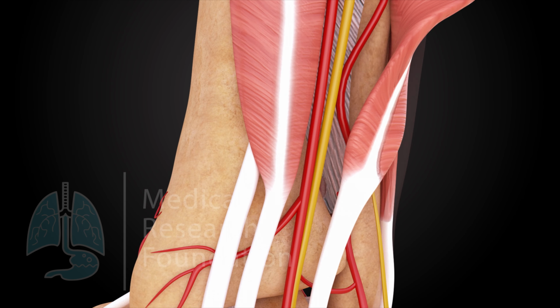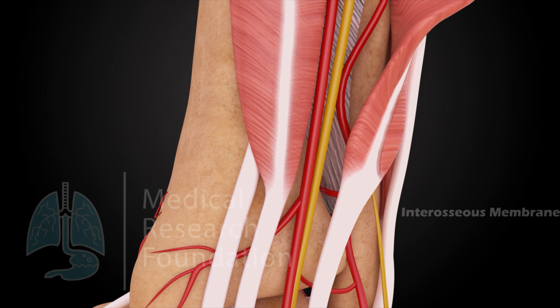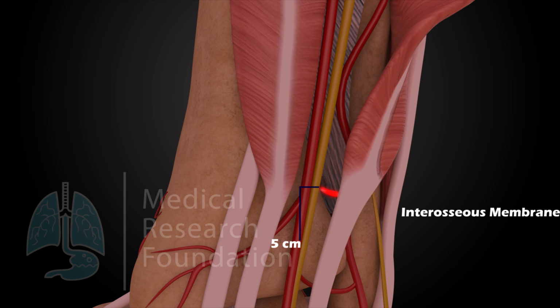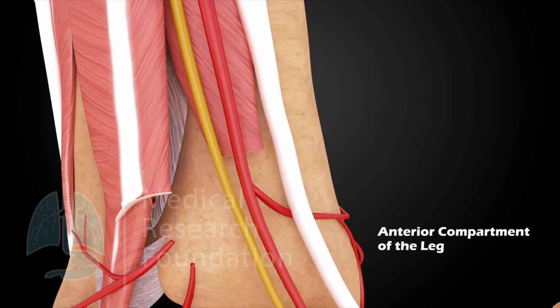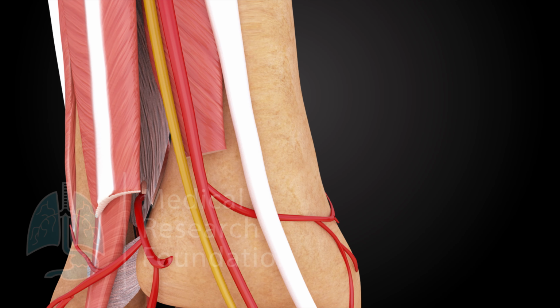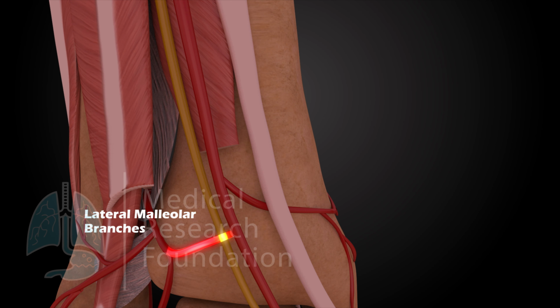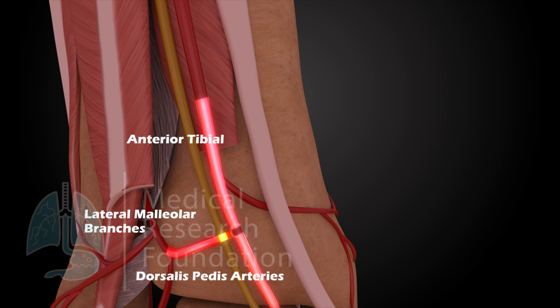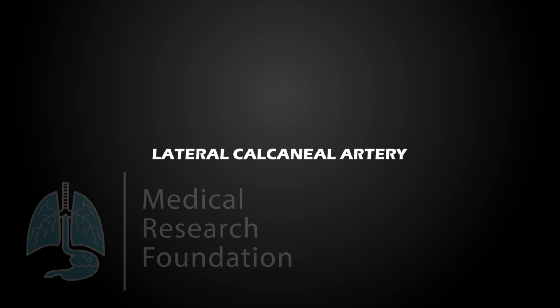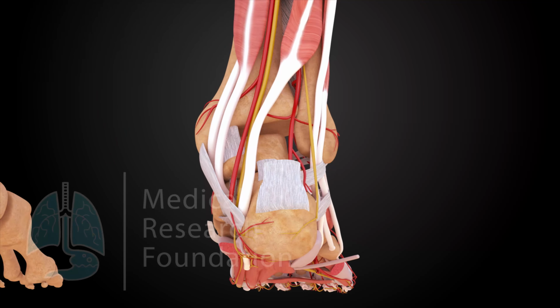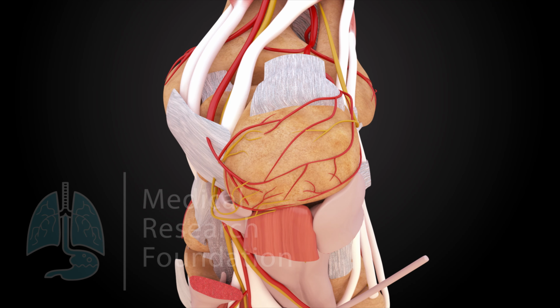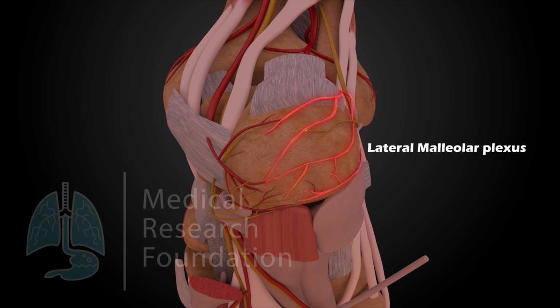Perforating branch. It is large and pierces the interosseous membrane about 5 centimeters above the ankle, appears in the anterior compartment of the leg, and terminates by anastomosing with the lateral malleolar branches of the anterior tibial and dorsalis pedis arteries. Lateral calcaneal artery. It is the terminal branch which takes part in the formation of lateral malleolar plexus.